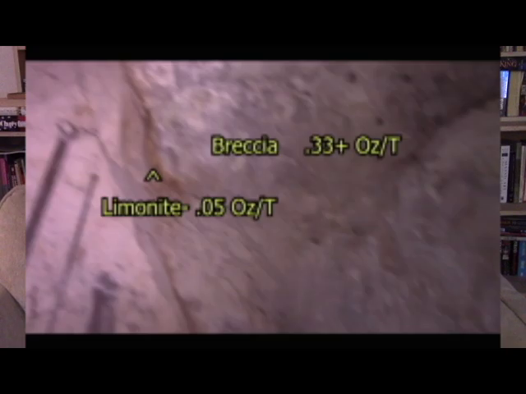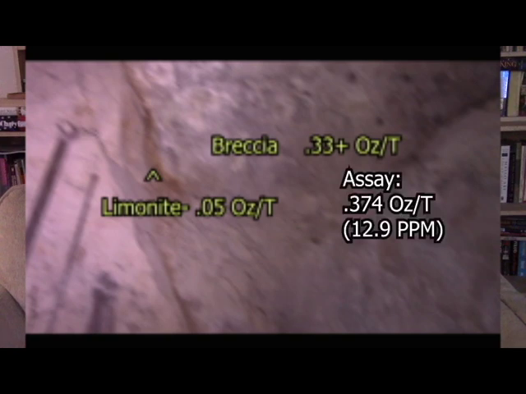Grant went back the next day and took 2 samples there, one from the limonite material and one from the non-limonite, apparently fairly poorly mineralized wall rock. Limonite didn't come back very well. The wall rock did. I estimated 1/3 to 1/2 ounce to the ton in my pan. So I sent that off for assay. It came back 0.374 ounces per ton. That's 12.9 parts per million.